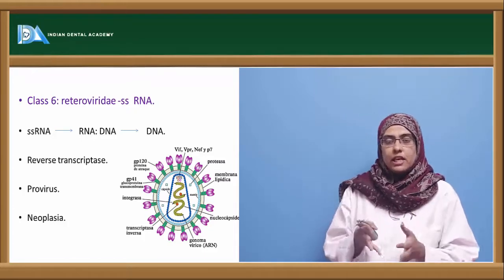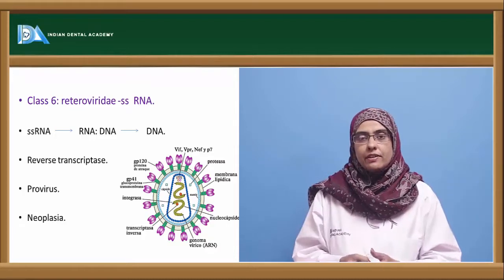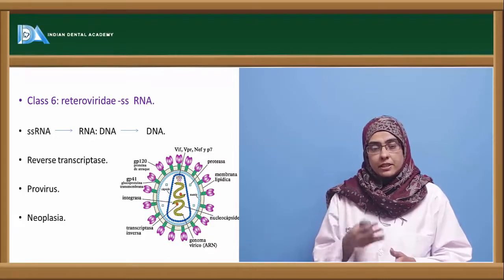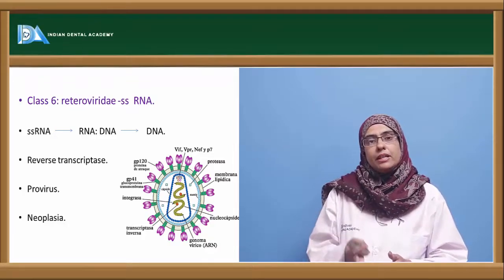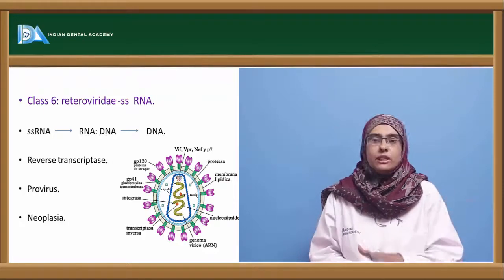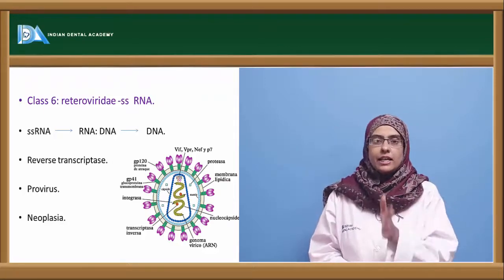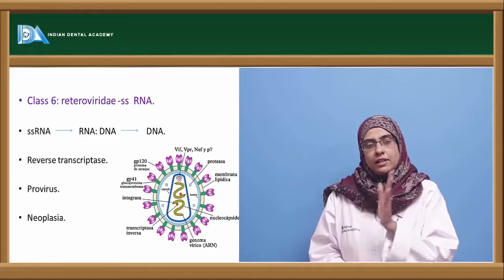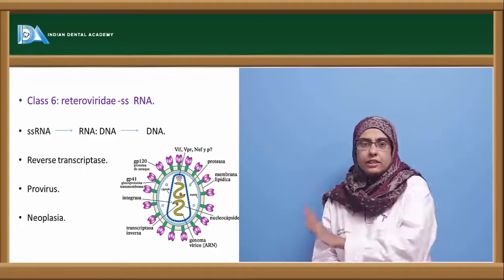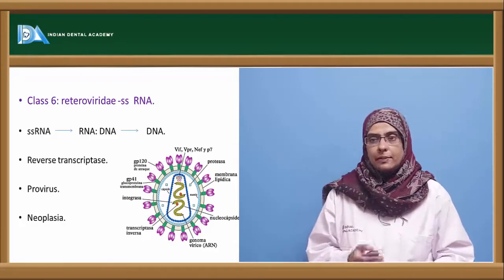So this is exclusively seen in HIV, where reverse transcriptase is the enzyme that helps in the conversion of the RNA to the DNA. So first it is the RNA-DNA hybrid that is formed. Later on, the RNA completely gets converted into the double-stranded DNA.